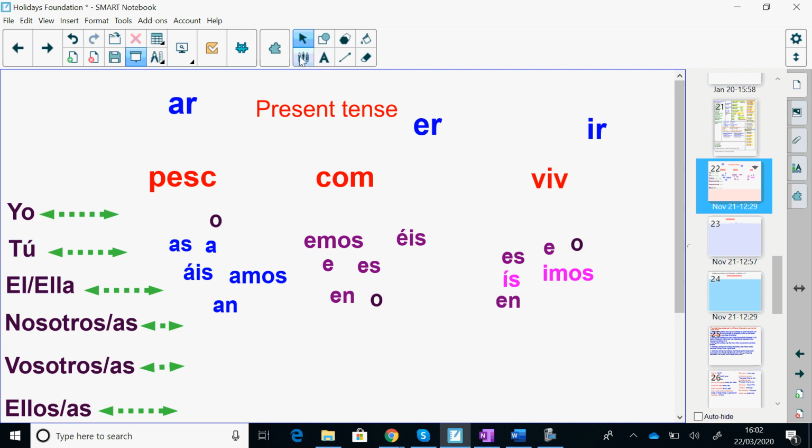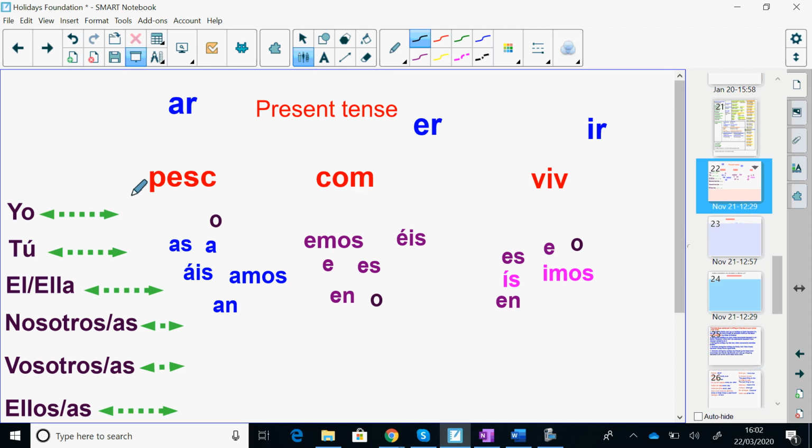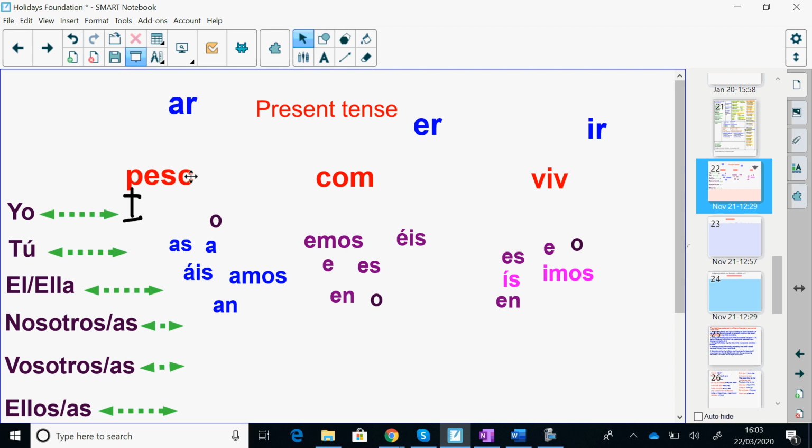Okay, so we're going to put the pen. Okay, and we're going to have a normal pen. Okay, and it's going to say I, basically I. So to say I fish, the only thing I need to do, you take this, the AR bit off. Remember, it was like this. Take that off, and I stick O. I'm going to say pesco.